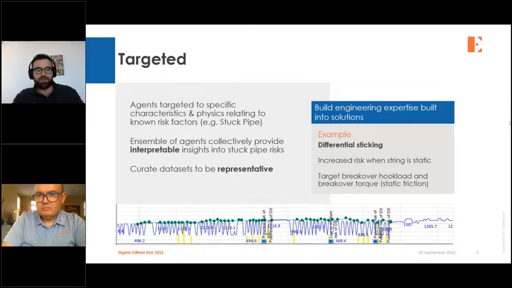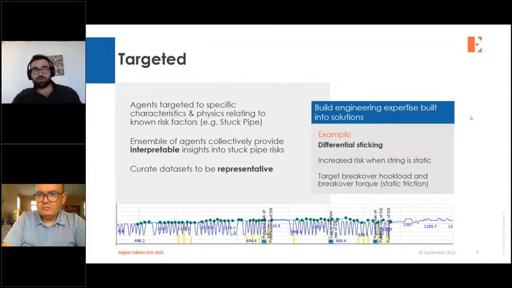And so when the drill string is static, so it's not been moved up and down or rotated, then you can get an elevated risk of this. So what is the sign of that when you try and move again? It's the force required to either rotate or to lift something up or lower it down. So things like the breakover hook loads and the breakover torques, if you look at this piece of information specifically, can tell you a lot and really help you identify those risks.